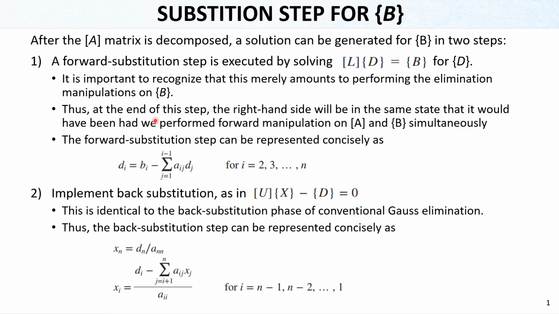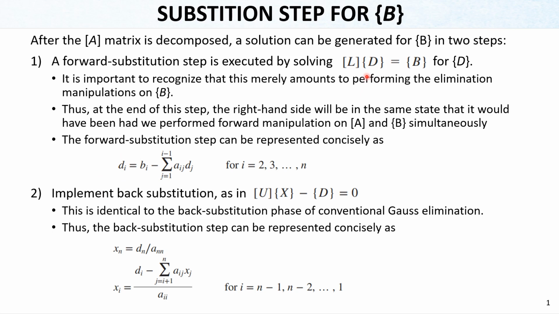Thus, at the end of this step, the right hand side will be in the same state that it would have been had we performed forward manipulation on A and B simultaneously. So after this step, it will be the same as the Gauss elimination that we learned for solving linear systems before. The forward substitution step can be represented concisely using this formulation. Basically, we are going to solve this, and for that we need to subtract this summation of A and D terms multiplications from B to obtain these. So we will find these by isolating it.